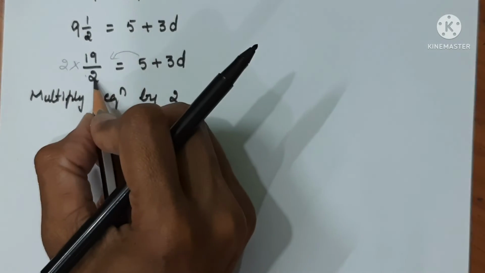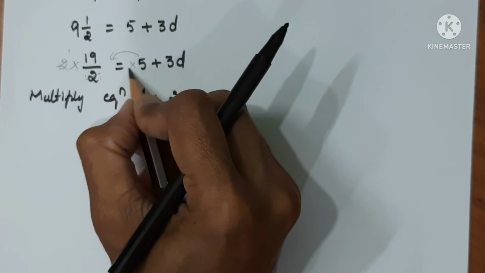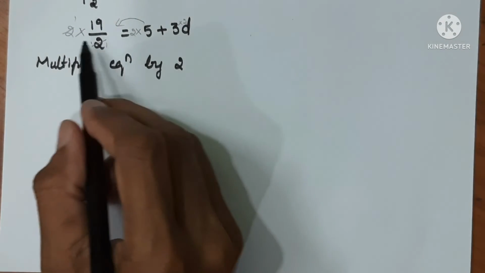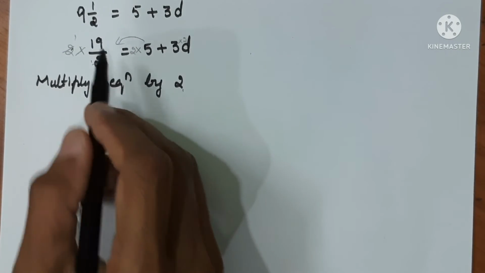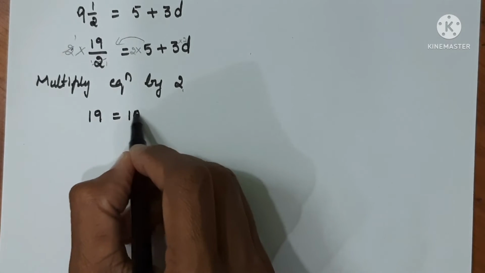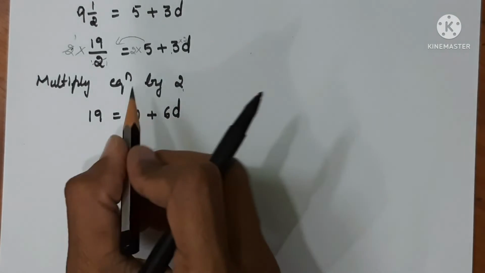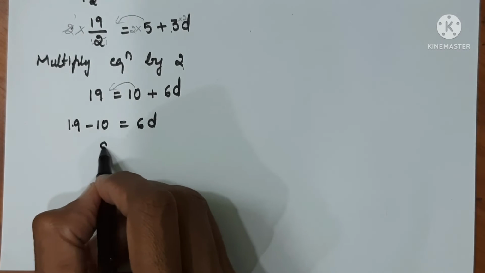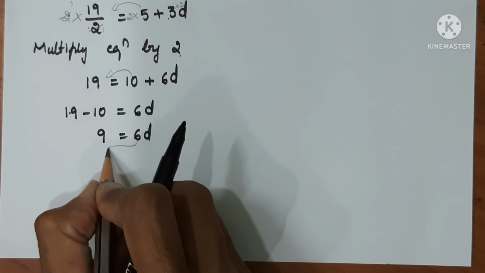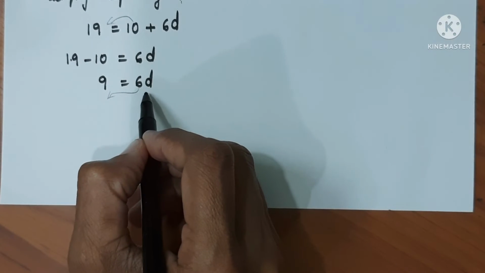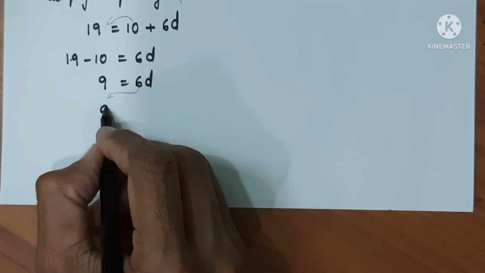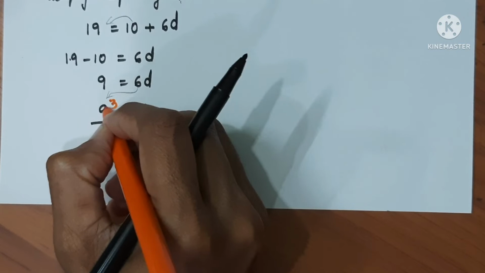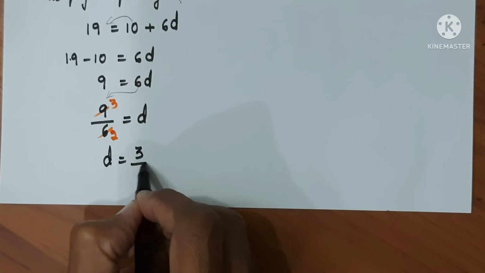If you multiply the first term in the LHS, 2 ones are 2, it gets cancelled. If you multiply the RHS, it becomes 10. Here if you multiply by 2, it becomes 6d. So I am going to multiply the entire equation by 2. After multiplying we get 19 equal to, this is 5 2s are 10 plus this is 3 2s are 6d. Now take 10 to the LHS, it becomes minus 10. So 19 minus 10 equal to 6d. After subtracting we get 9 equal to 6d. Now take 6 to the LHS, it comes to the denominator because it is a monomial, a single term. 9 by 6 will be equal to d. Now divide, 3 2s are 6 and 3 3s are 9. So we got the common difference d as 3 by 2.